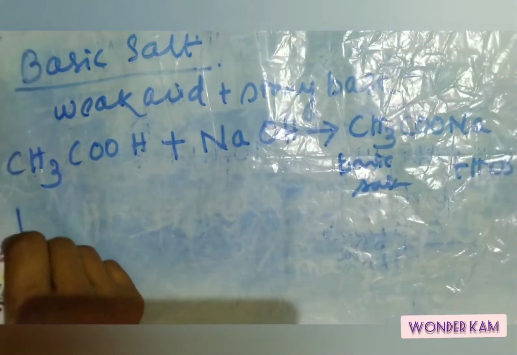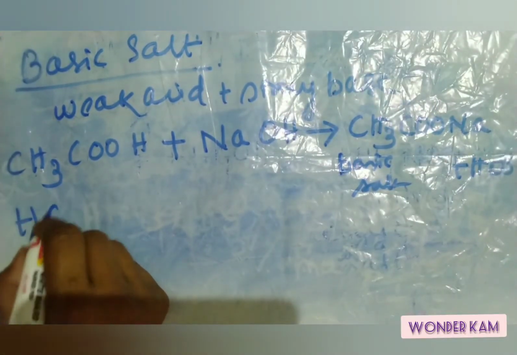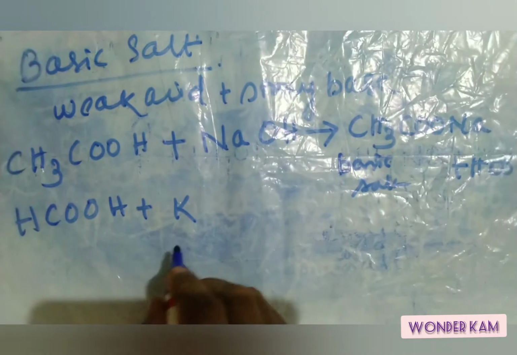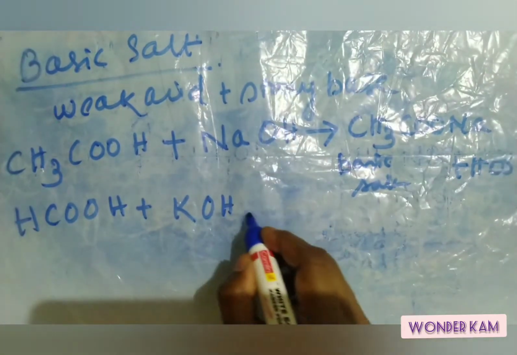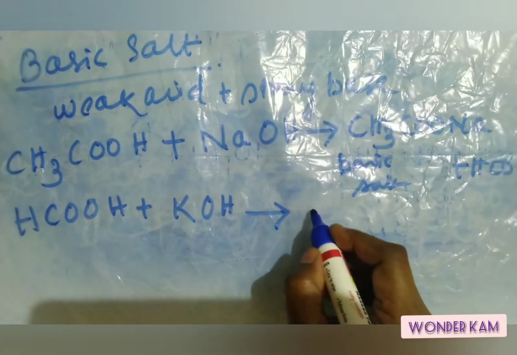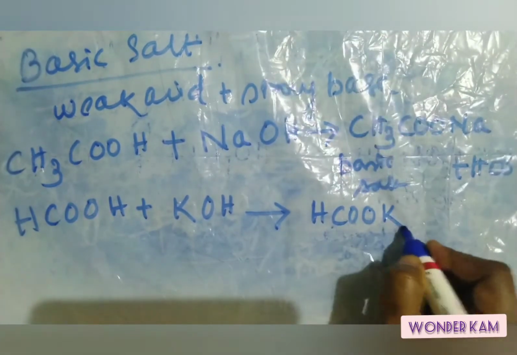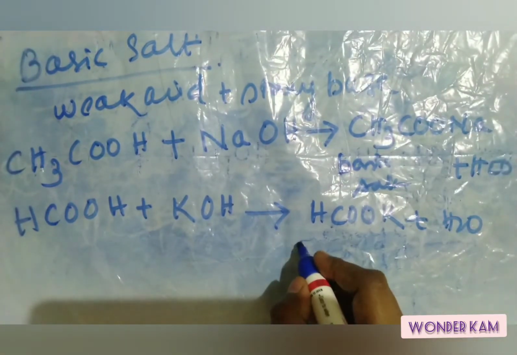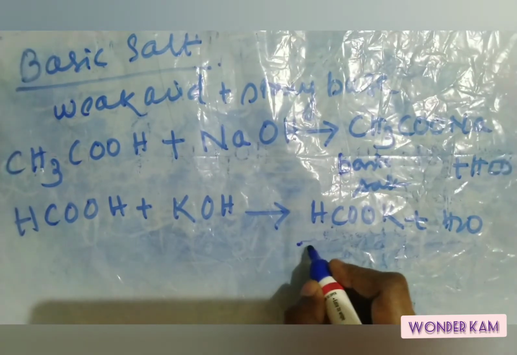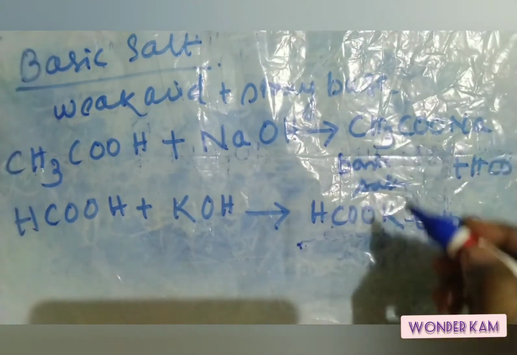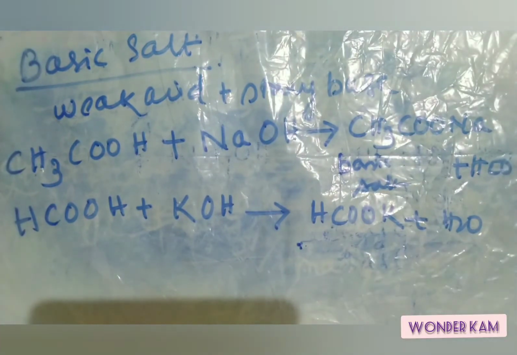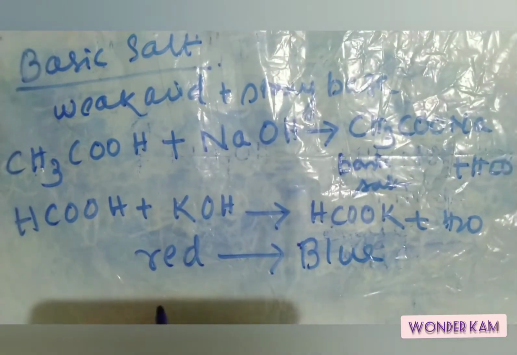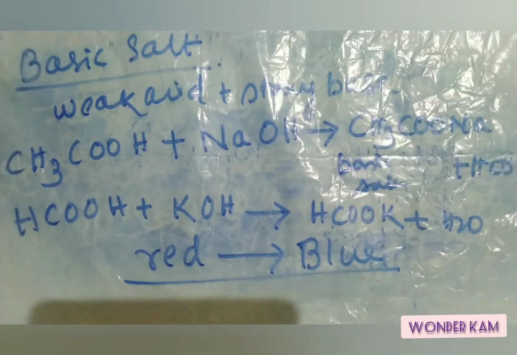If we take one more example, formic acid, HCOOH, plus a strong base, potassium hydroxide, we will get potassium formate, HCOOK, plus water. This potassium formate is a basic salt, and basic salts change red litmus to blue. So this implies that they are basic in nature.